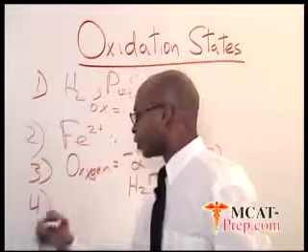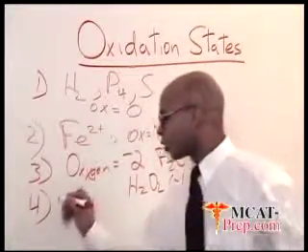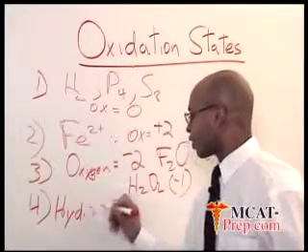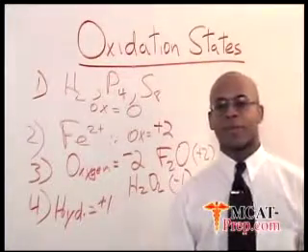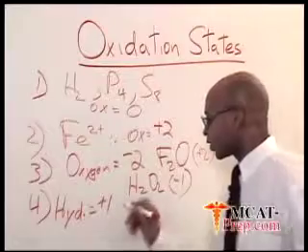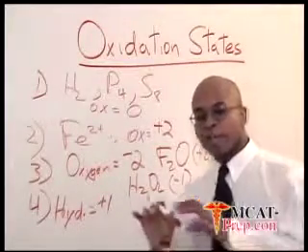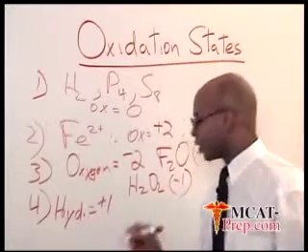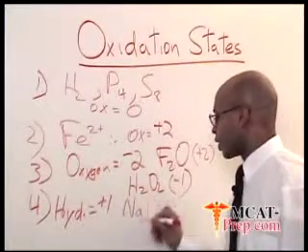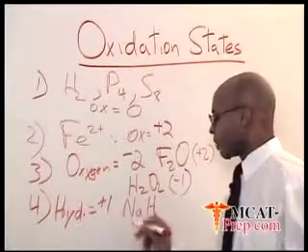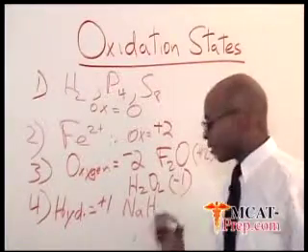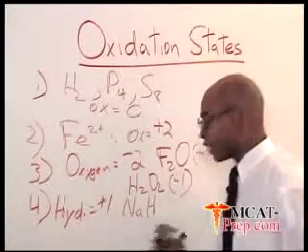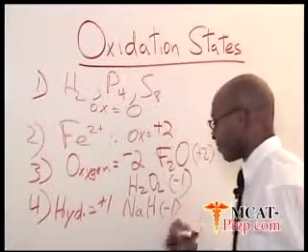The fourth rule is that hydrogen has an oxidation number of +1. Once again, there is an exception. The exception is the category of substances called hydrides. For example, sodium hydride. Sodium has an oxidation number of +1. Therefore, to remain neutral, hydrogen has to have an oxidation number of -1.